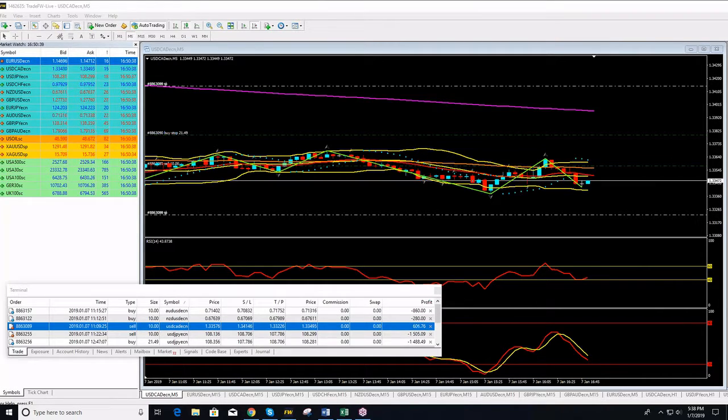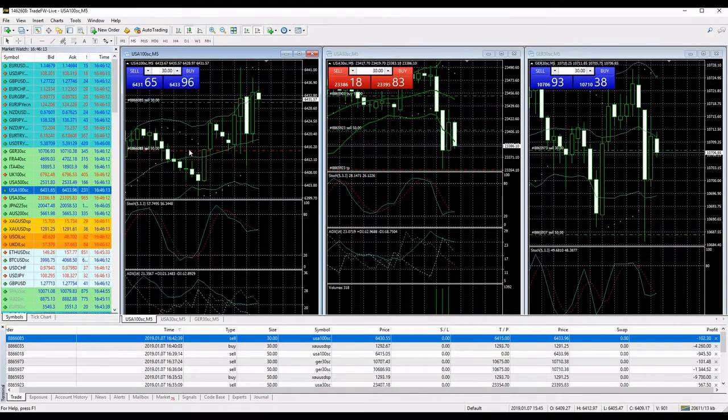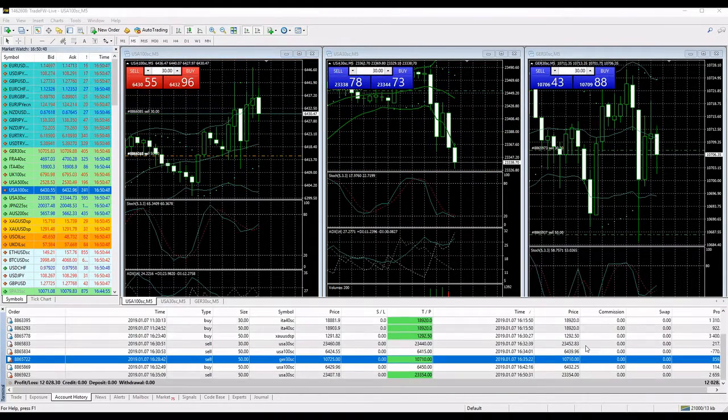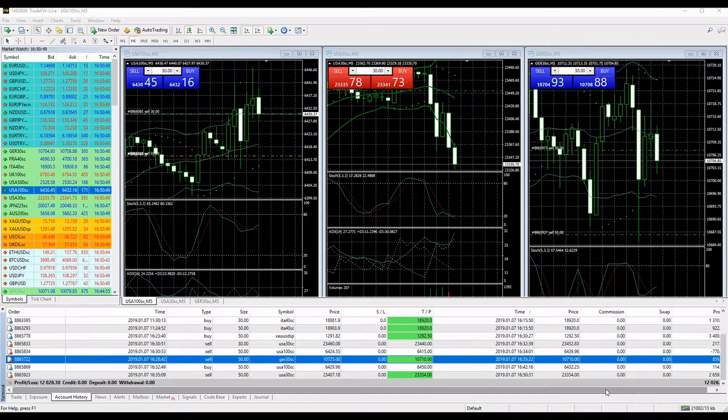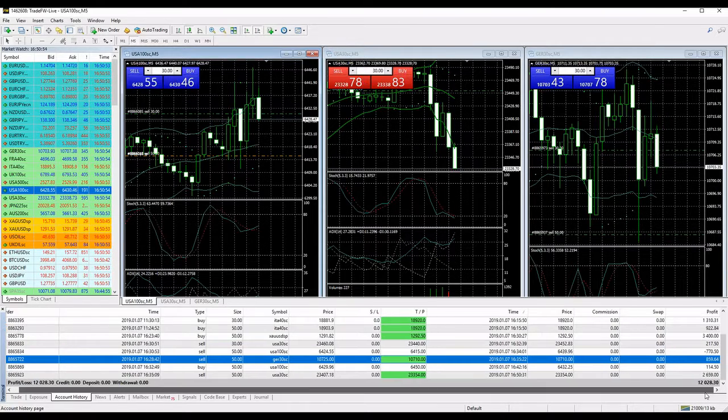Hello, everybody. So we hit take profit, ching, ching, ching, ching. We hit take profit on Dow Jones, guys. On Dow Jones, we hit take profit $2,659 on Dow Jones, and we increased our profit so far to $12,028.